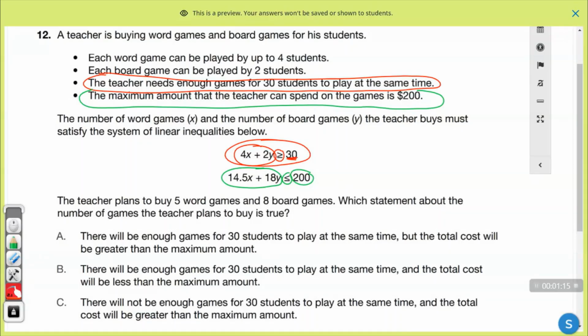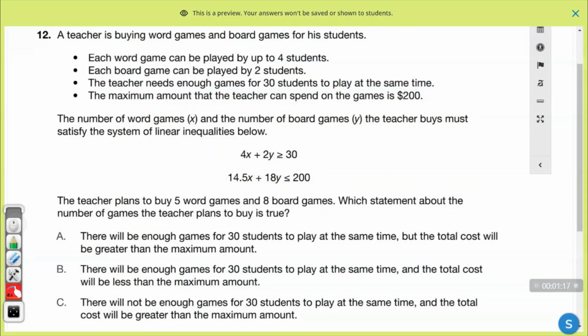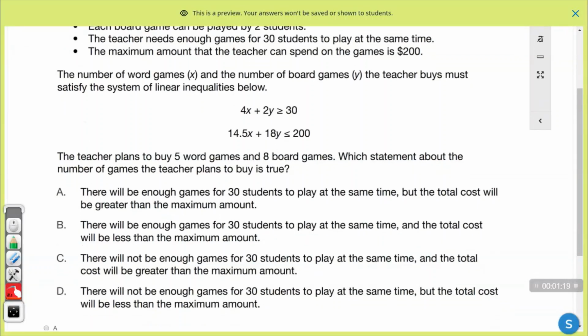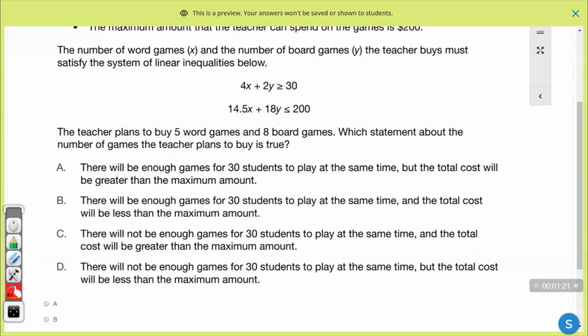All right. So that's what you're looking at. That's these two restrictions here as we continue to look at this question. All right. Then it says, the teacher plans to buy 5 word games and 8 board games. Which statement about the number of games the teacher plans to buy is true?